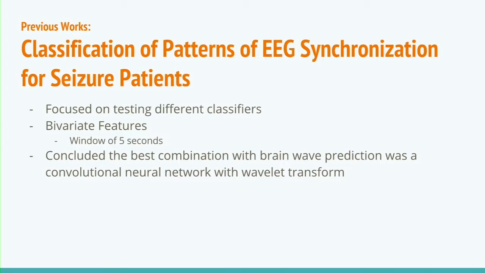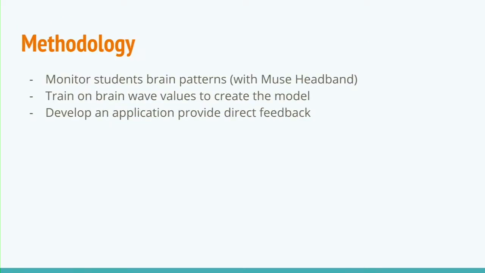So I had most of my research set up, but it was time to do my actual methodology. How am I going to build this model? Where am I going to get my data from? So I decided I would monitor student brain patterns using the Muse headband and then train on brainwave values to create the model. Then I would develop an application to provide direct feedback. So gathering my data required doing experiments.